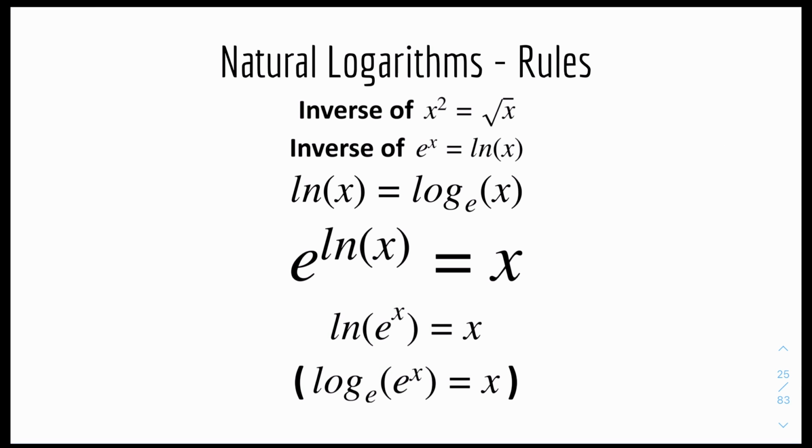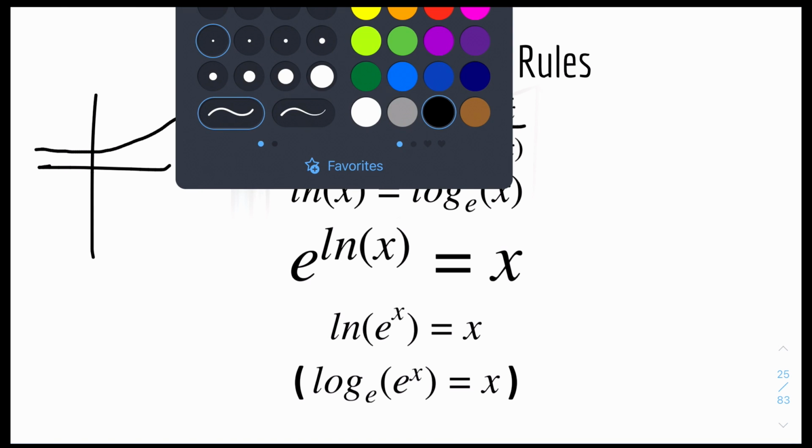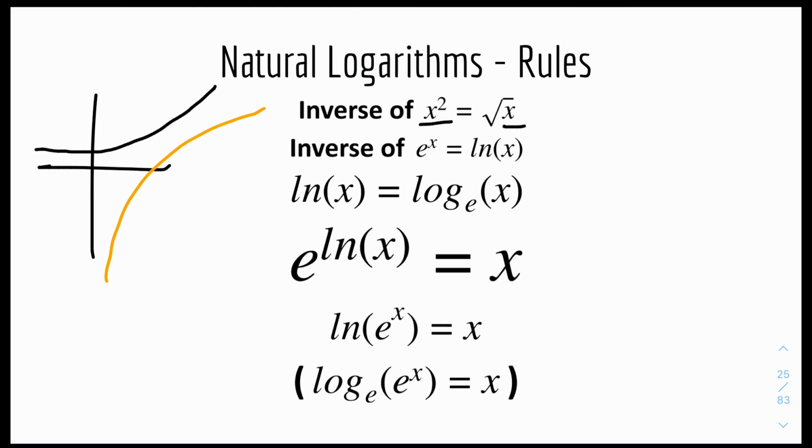So we have some rules for natural logarithms. The inverse of x squared is root x, because one is to the power of 2 and the other is to the power of 1 over 2. Following the same idea, the inverse of e to the power of x equals ln x. If you have a graph, the graph of e to the power of x will look something like this, and for ln, it looks something like this.